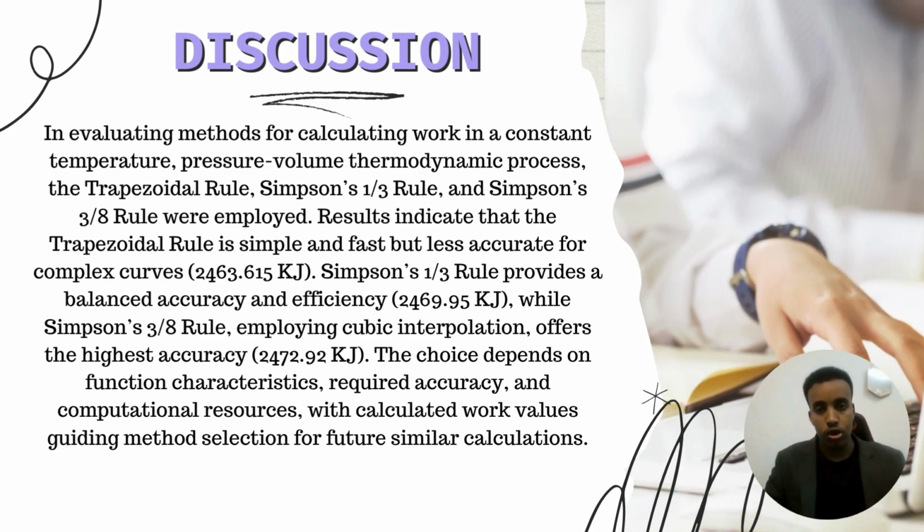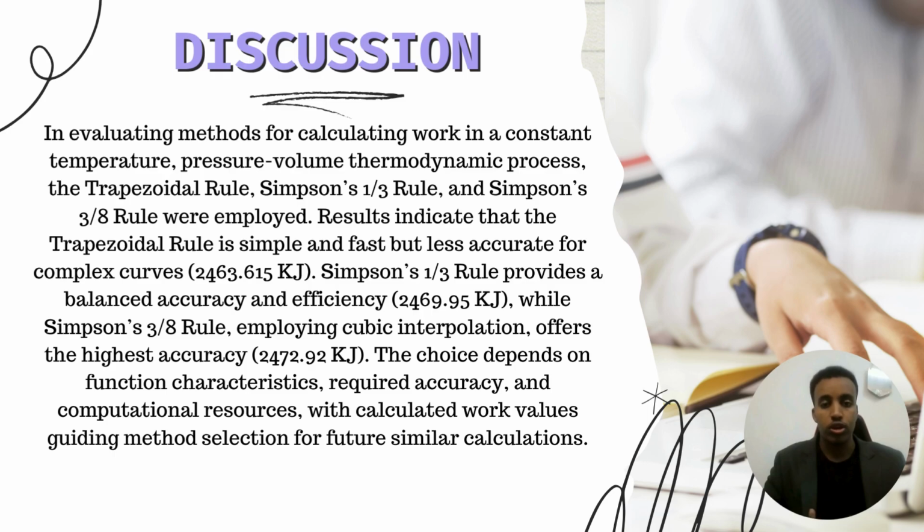In evaluating methods for calculating work in a constant temperature, pressure, volume thermodynamic process, the trapezoidal rule, Simpson's 1/3 rule, and Simpson's 3/8 rule were employed. We used these three methods to solve this problem. The results indicate that the trapezoidal rule is simple and fast, but less accurate for complex curves. And the result we got by using the trapezoidal rule is 2463.615 kilojoules.